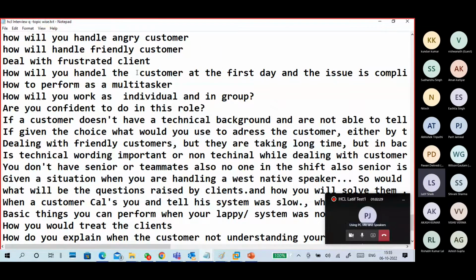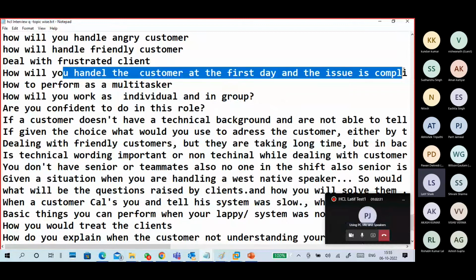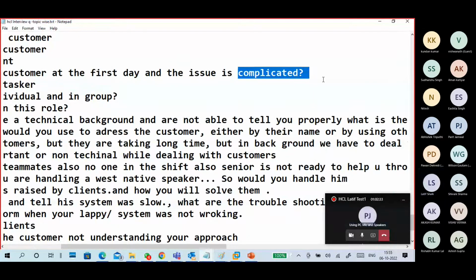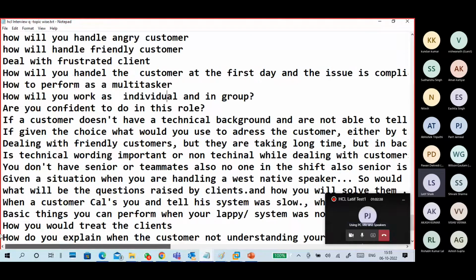How do you handle a customer on the first day, with an issue complaint that is a complicated issue? That is on the first day only. How do you handle it? How do you perform as a multitasker? You have to do two or three things at a time. That is called a multitasker.